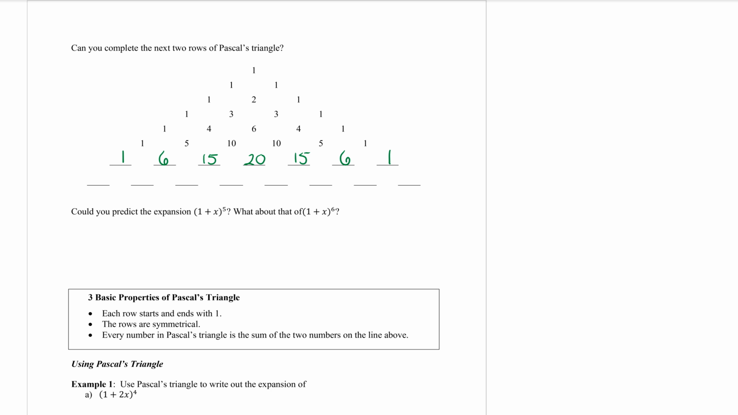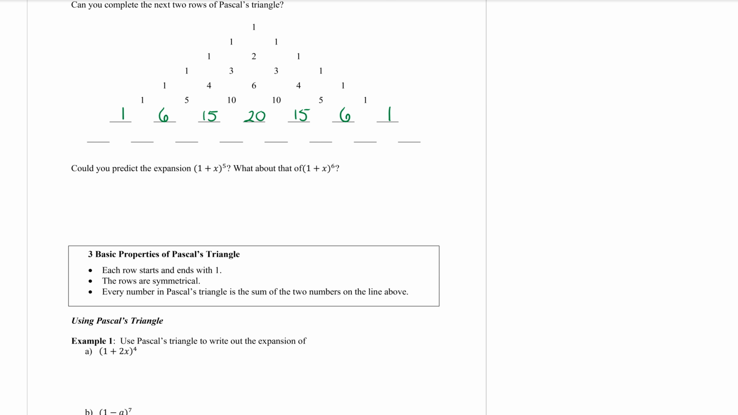Let's repeat that process for the next row. 1s on the outside. Adding 1 plus 6 from the row above, we get 7. 6 plus 15 is 21. 15 plus 20 is 35. 20 plus 15 is 35. 15 plus 6 is 21. And 6 plus 1 is 7.